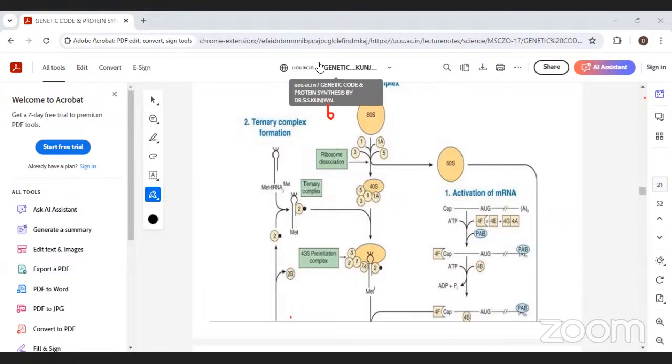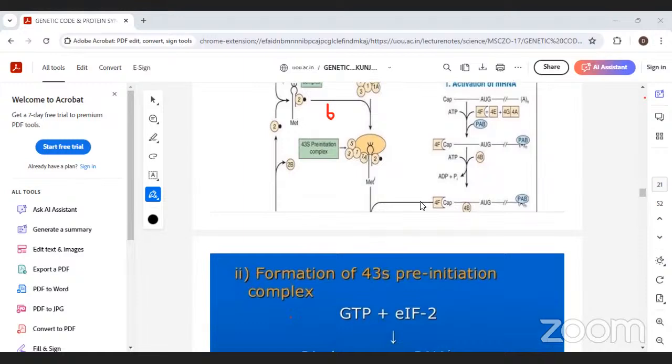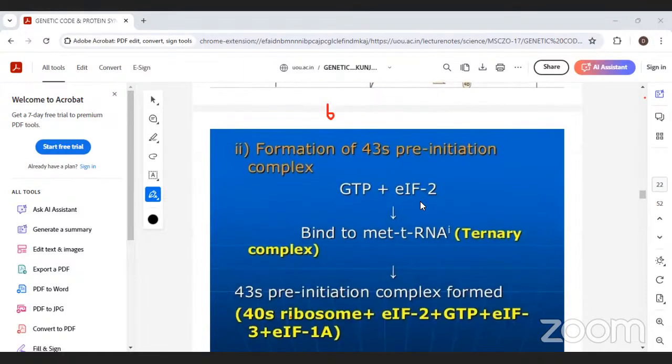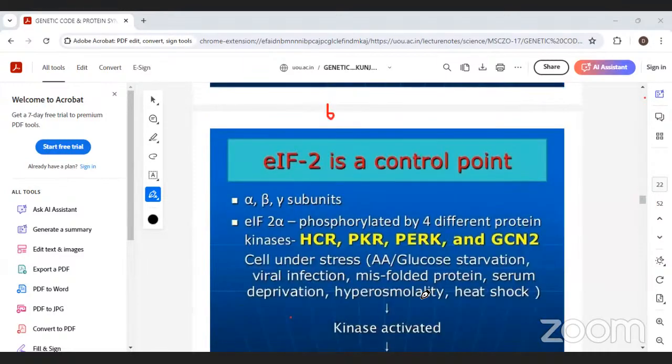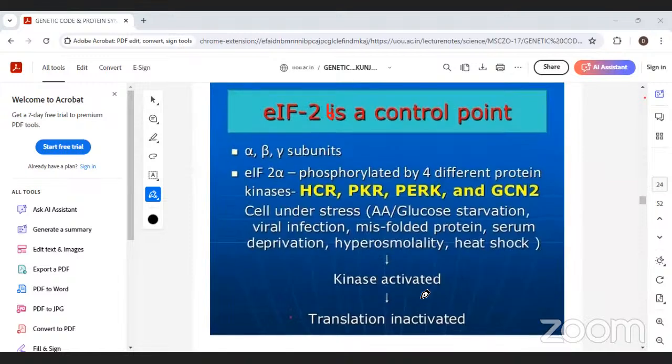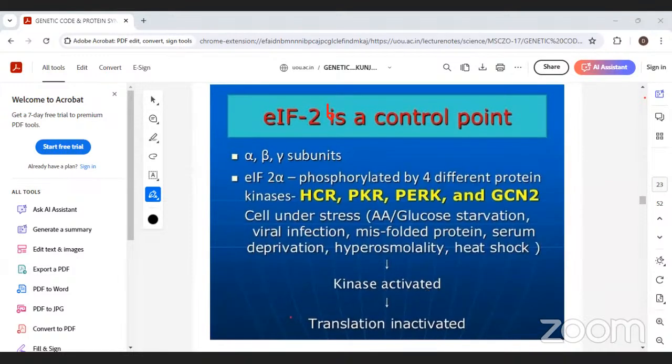Beta, F2. These are phosphorylated by a specific kinase and will not be activated unless phosphorylated by another enzyme, a cyclic AMP dependent protein kinase. This is the initiation period. The second one is elongation, formation of the GTP, EF1, and I'll explain all these things now. The second one, HCR, PKR, these are things I will explain.